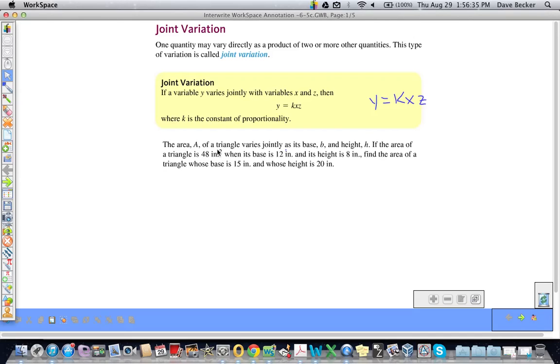All right, the area A of a triangle varies jointly as its base and height. Okay, I'm stopping right there. We have y equals kxz. That is the general form of joint variation. The area of a triangle varies jointly. So that means I replace the y with the A equals, my constant is going to stay there. Jointly, as its base b, I'm going to replace x with b. And height h, I'm going to replace z with h for height.